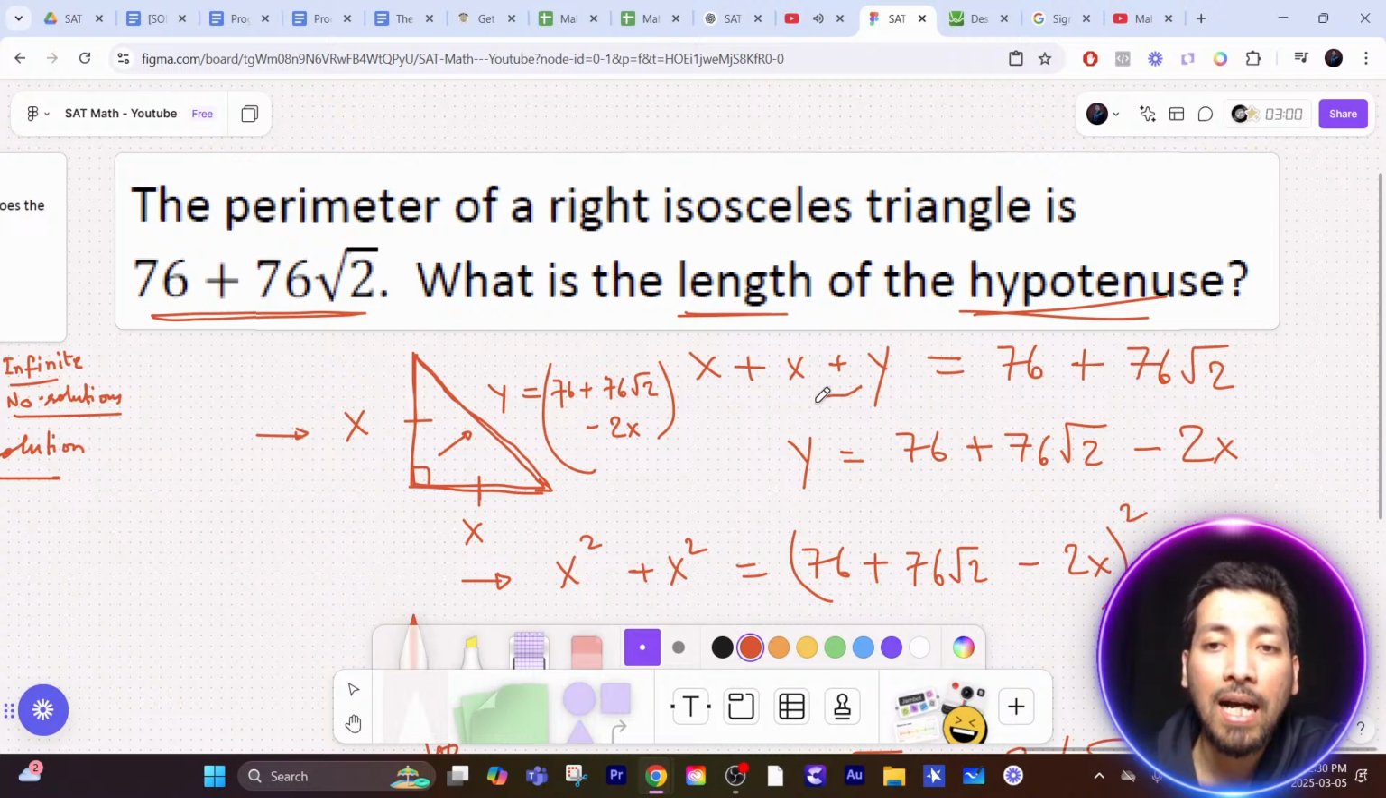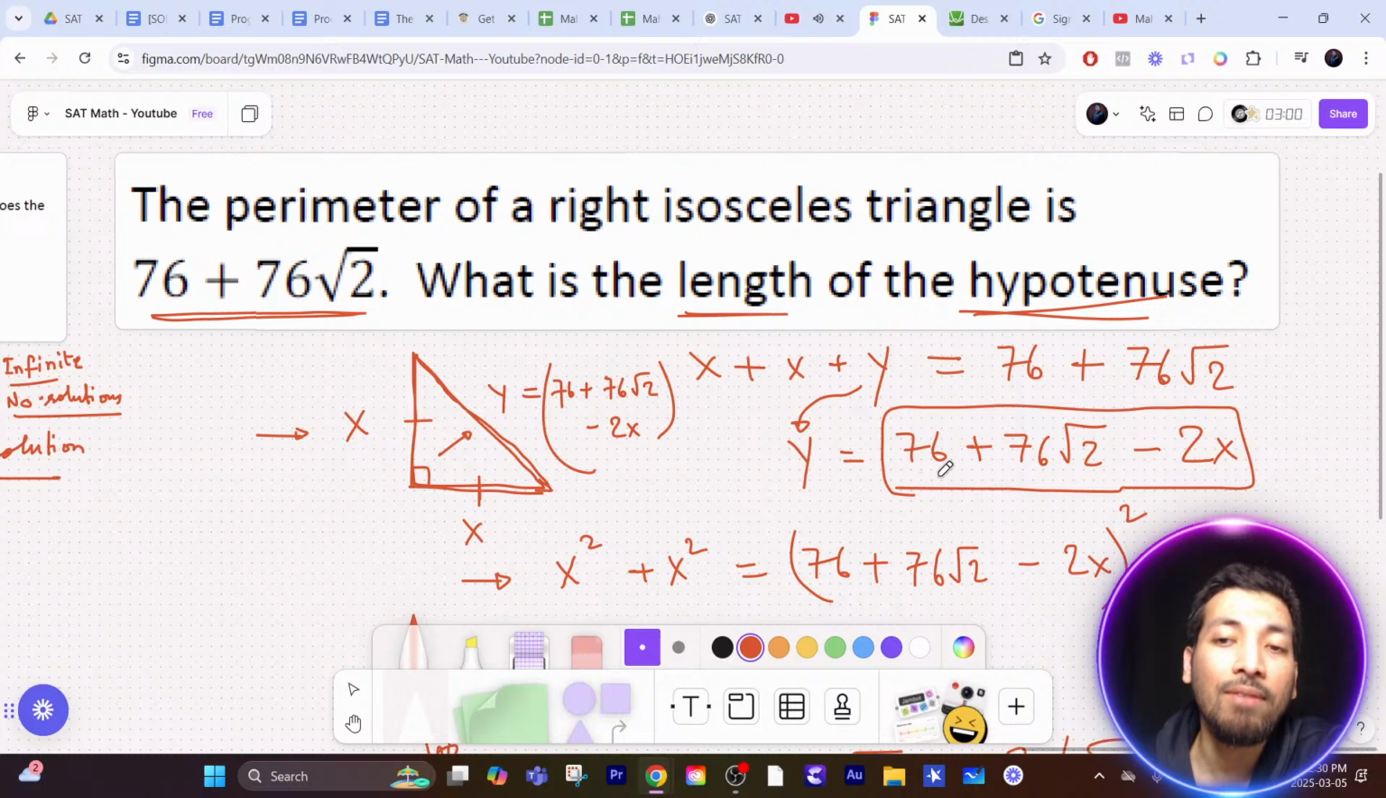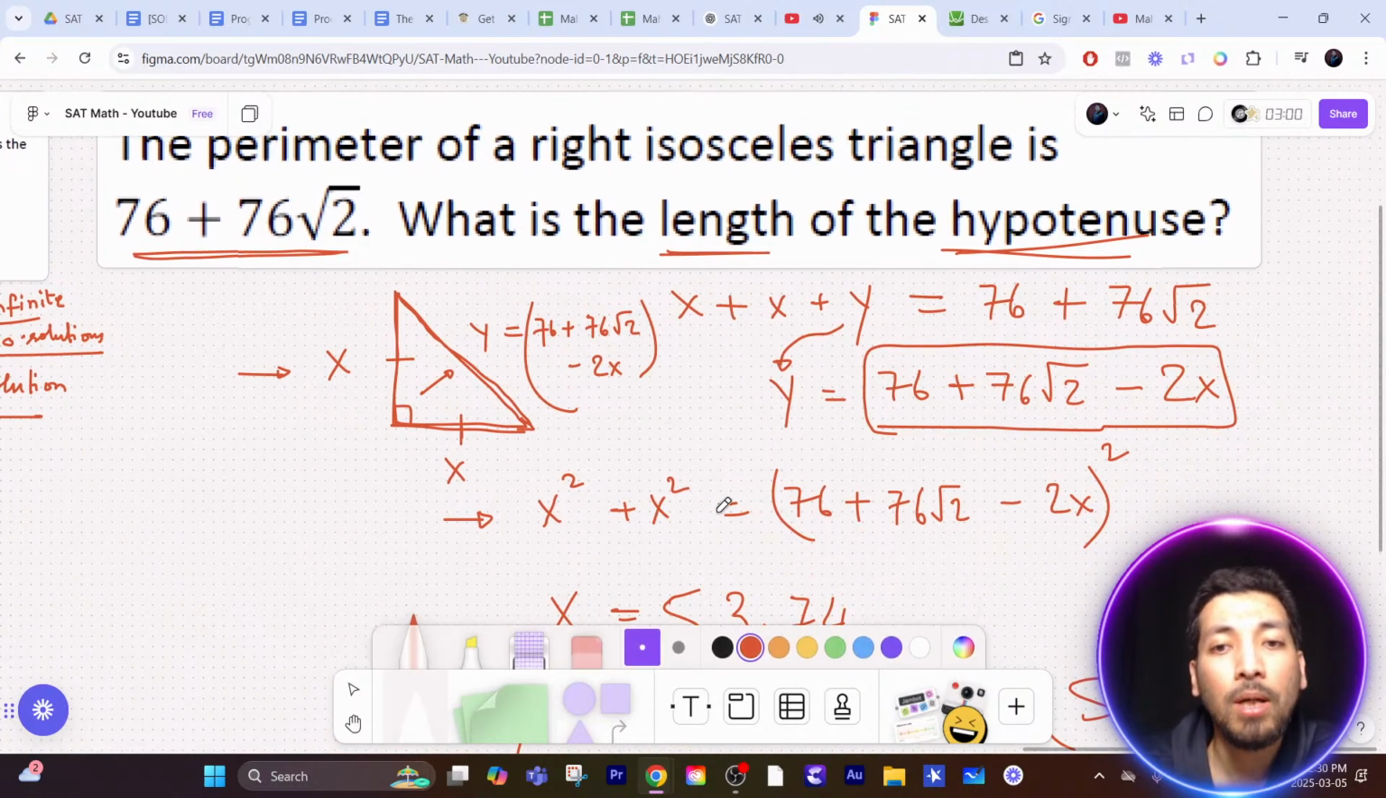So we can isolate this y so that we can have it written in terms of x. So we have 76 plus 76 square root of 2 minus 2x. So remember, x plus x is 2x. We are taking this 2x to the other side. And now we have this hypotenuse in terms of x. And since this is a right triangle, we can apply the Pythagorean theorem. So that is x squared plus x squared is equal to (76 plus 76 square root of 2 minus 2x) whole squared. Put it in Desmos.